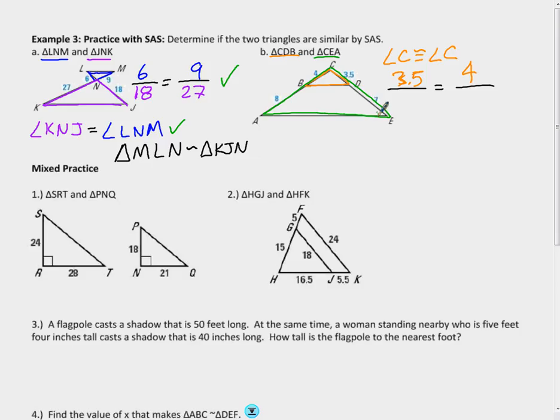What's 8 plus 4 then on the other side? 12. Are those the same? What do they reduce to? 1/3. So they have a scale factor of 1/3, and they have an included angle that's congruent. So by side angle side, triangle EAC. It's 10.5 over 3.5.